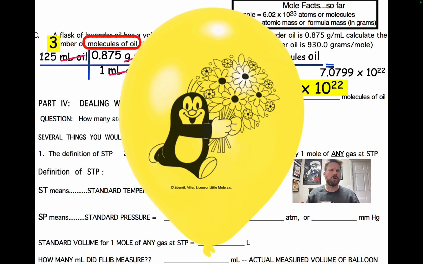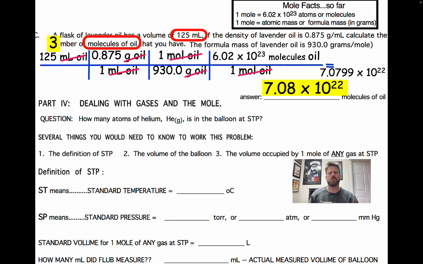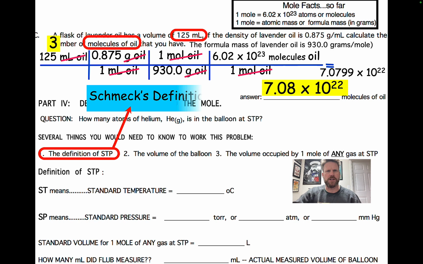What is the volume of the balloon? And what volume would 1 mole of any gas occupy at STP? First off, what is STP? Well, my definition might be slightly different from the chemistry definition.